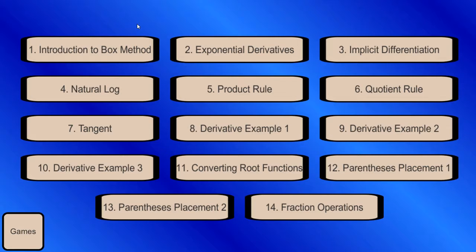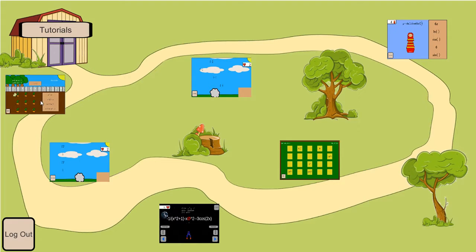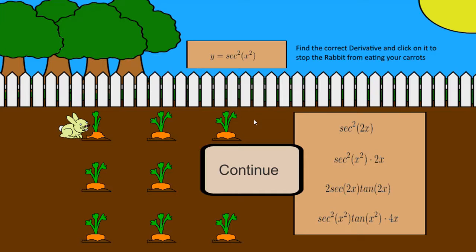So in the tutorial section, they'll first be presented with 1 through 10, and this deals with the derivatives and solving those quickly, and the natural log rule, the product rule, the quotient rule, tangent, all that fun stuff for them. Once they complete those first 10 tutorials, they'll start with this first game where they're racing against a rabbit. They're presented with some sort of equation. They have to evaluate its derivative and choose the right one before it eats the carrots, or if they choose wrong, it will eat a carrot automatically.